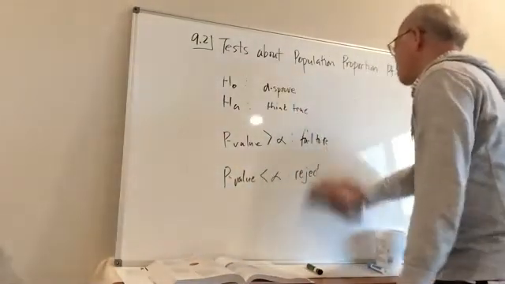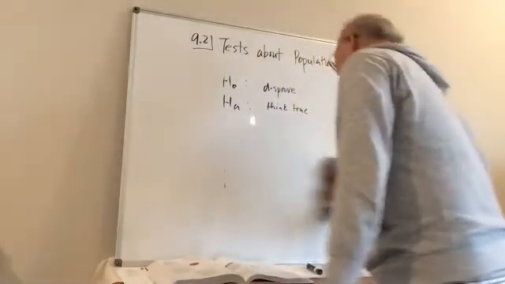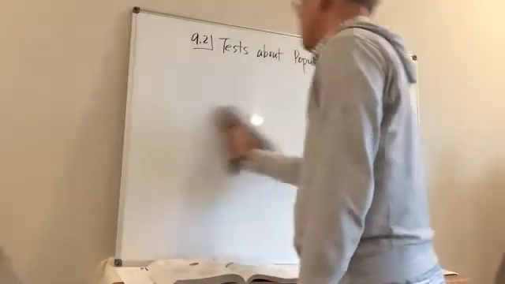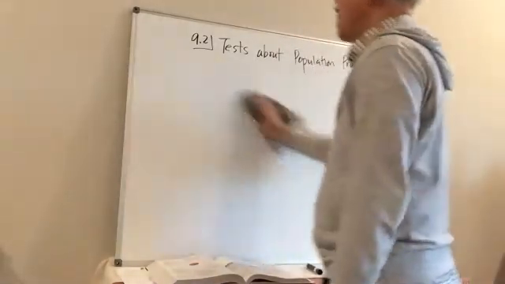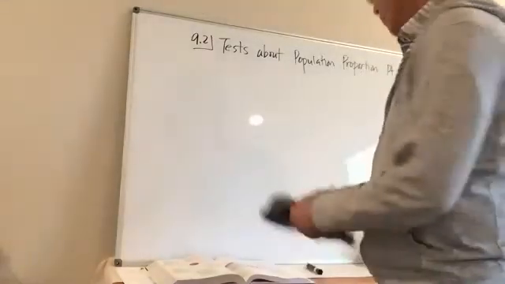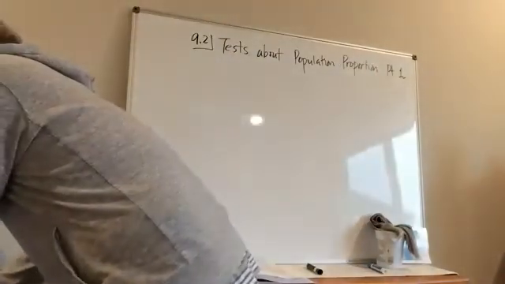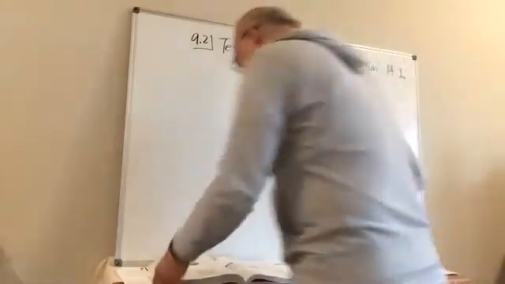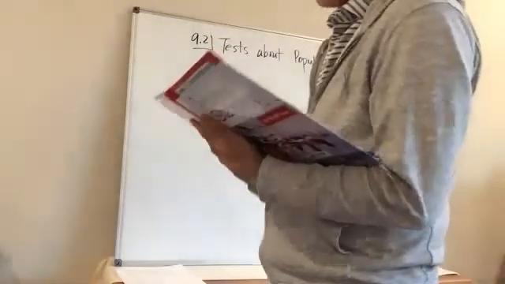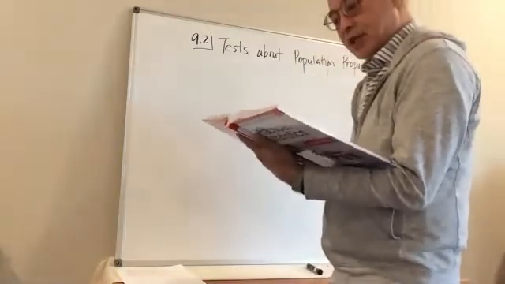So this is what we're trying to do, and obviously there are two different things. We can do the population proportion, we can do the population mean. So 9.2 is going to be about the proportion, 9.3 is going to be about the mean, which makes sense. So let's go to page 568, tests about a population proportion.